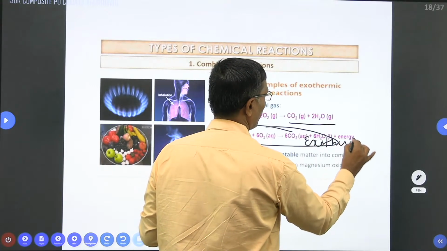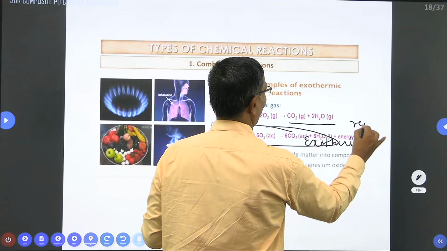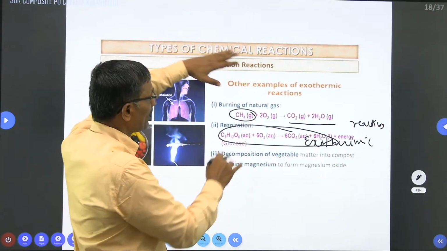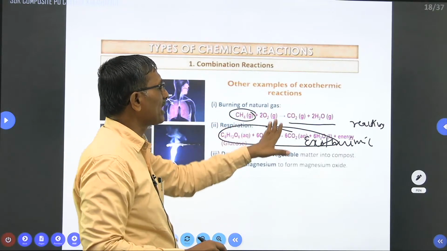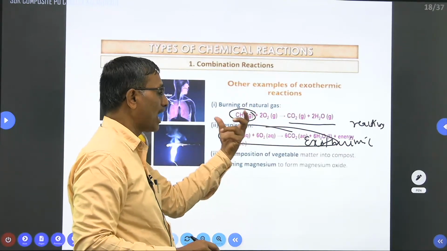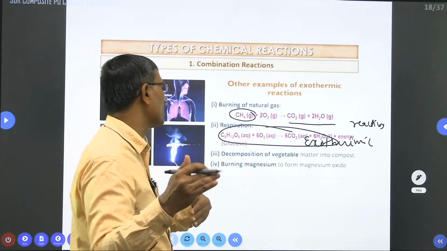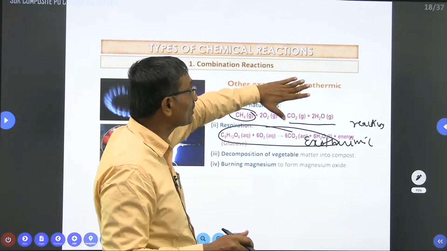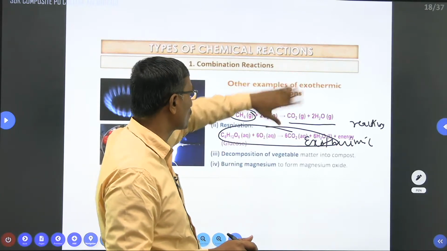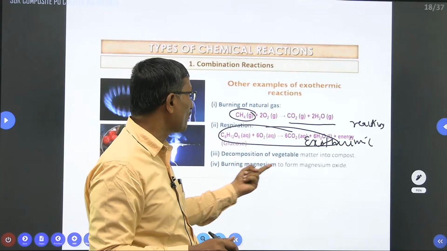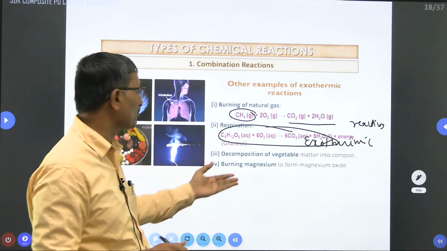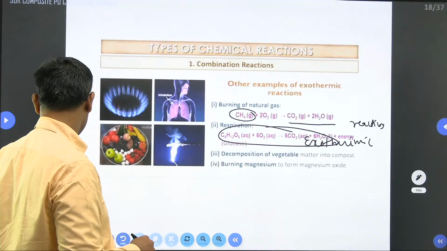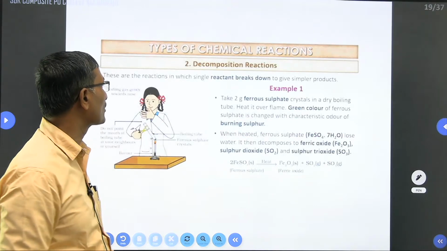Exothermic reaction. But don't take here combination type of reaction. The other examples of an exothermic reaction are better, because I've been taking A plus B gives rise to a single product. But here all these are the best examples for the exothermic reaction. Again, I am making it more clear: decomposition of vegetable matter into compost, or burning of magnesium to form magnesium oxide, all these are given. So these are the best examples for exothermic reaction.